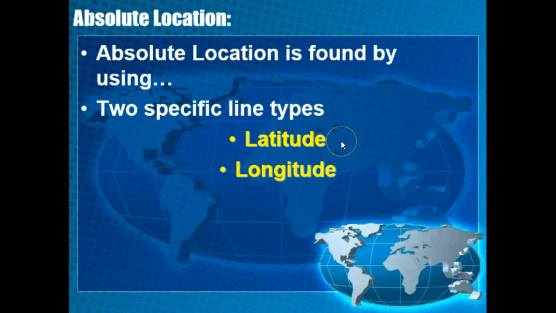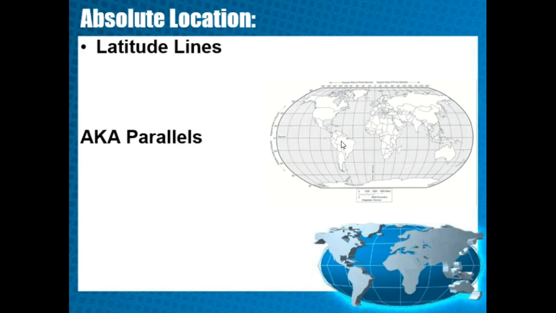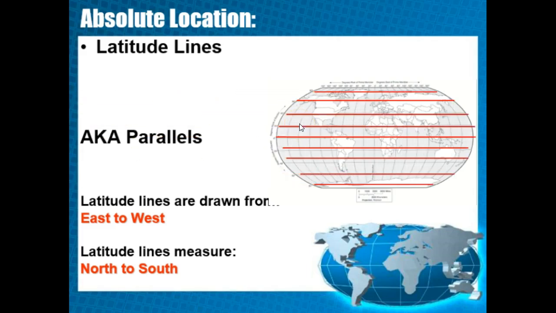So these are the two types of lines that we're going to be looking at today. When finding absolute location, the very first thing you need to know are latitude lines. Latitude lines are also known as parallels. Parallel lines or latitude lines are drawn from east to west, so they move horizontally across the map. They move side to side, but they measure north to south. I know that's a little confusing, so let's take a look at the lines. You see these lines are running horizontally, east to west, but they're showing us how far up or how far down something is.